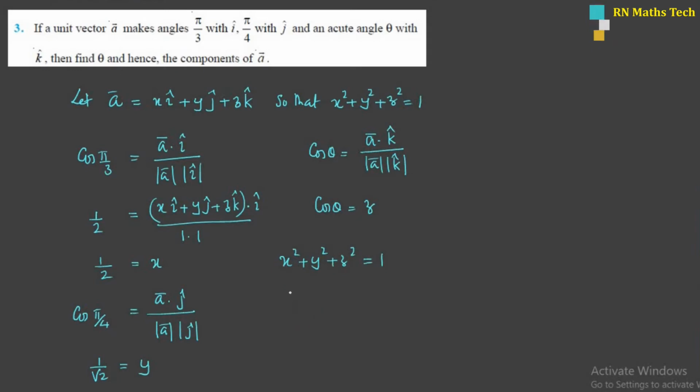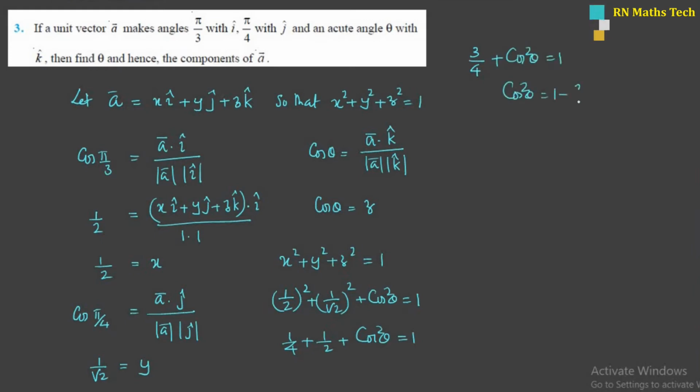Okay, that is x square, x is 1 by 2, the whole square, plus 1 by root 2, the whole square, plus cos square theta is equal to 1. 1 by 4 plus 1 by 2 plus cos square theta equal to 1. 1 by 4 plus 1 by 2 is 3 by 4. 3 by 4 plus cos square theta equal to 1. Cos square theta is equal to 1 minus 3 by 4, 1 by 4. Or cos theta is equal to plus or minus 1 by 2.